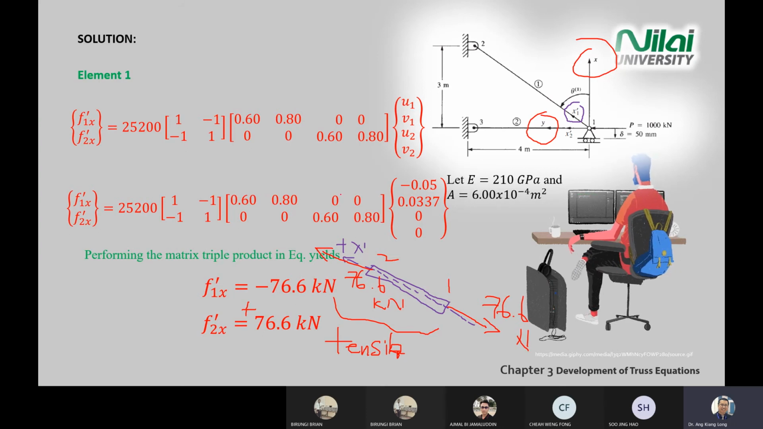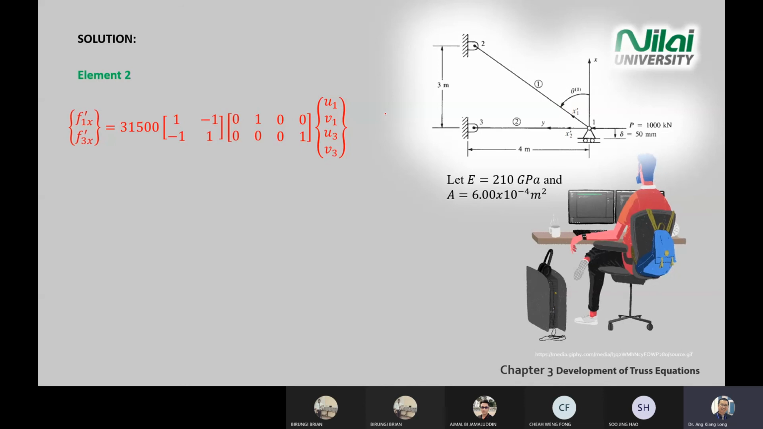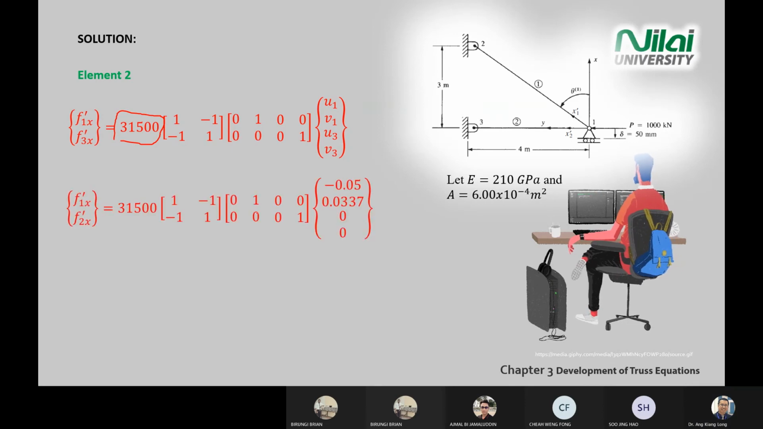So what you found in the answer refers to the x prime axis or y prime axis. It depends on what you find. Same, repeat for element 2, f equal to kd. But again, you're seeing I use back the original one. I will no longer use the 225 something, but I use the original one, 31500 kd. I substitute the answer. U1 already given, V1 already given. And the rest is just multiplication of your matrix.